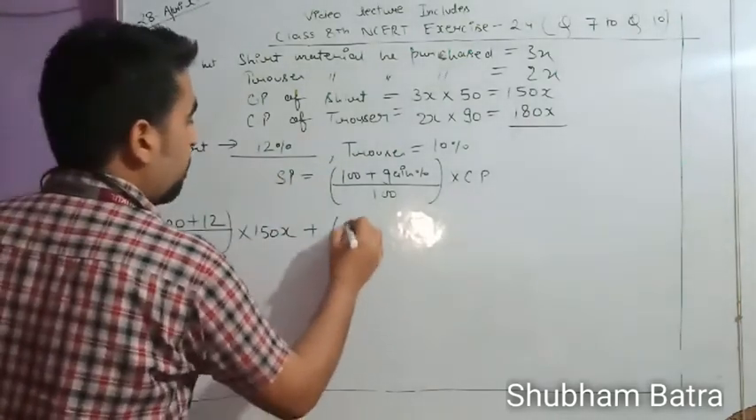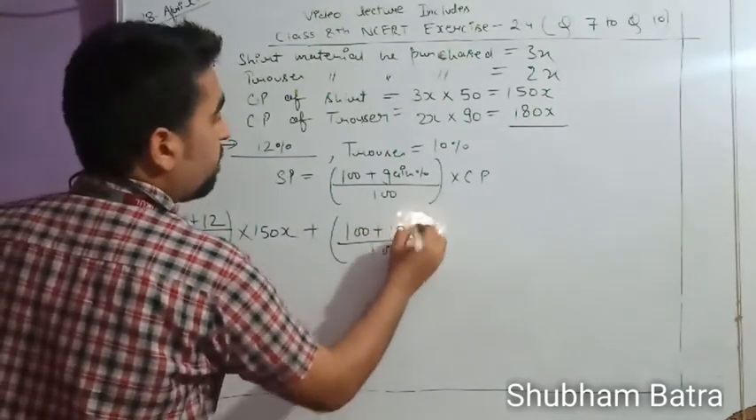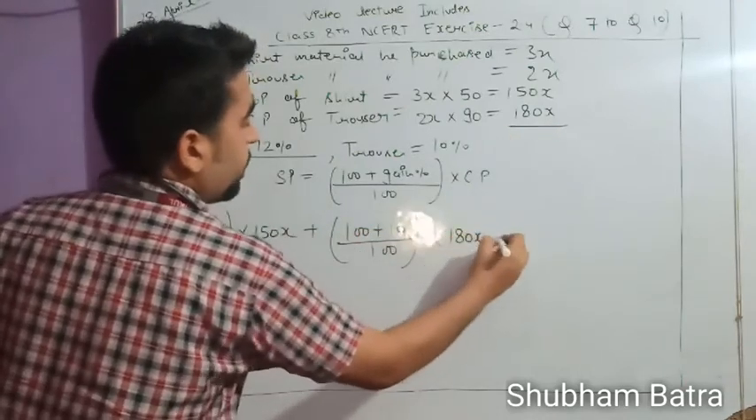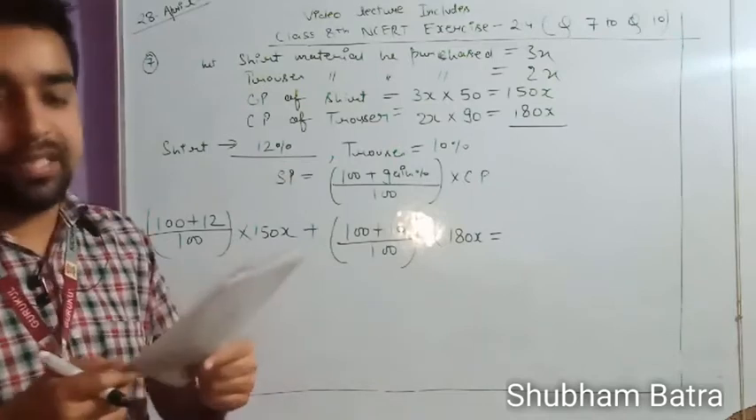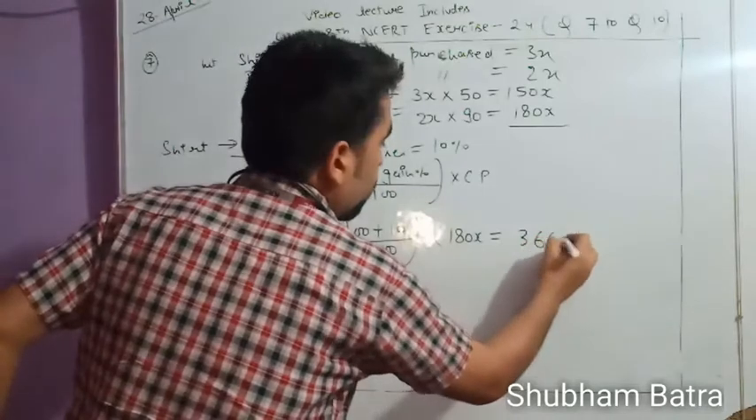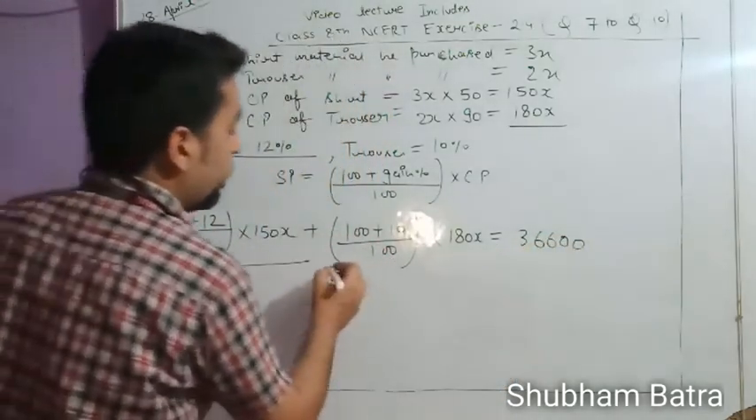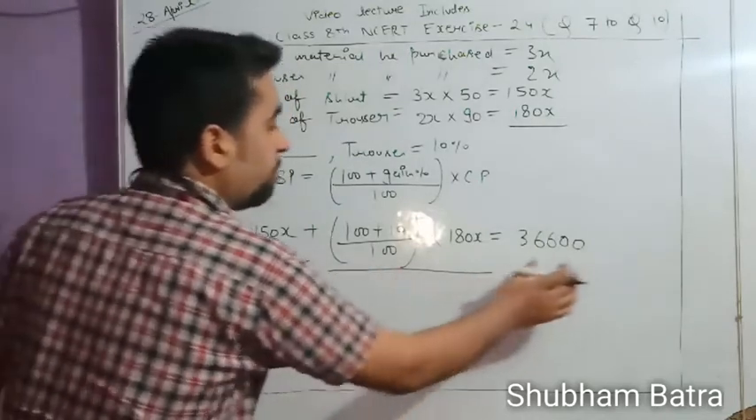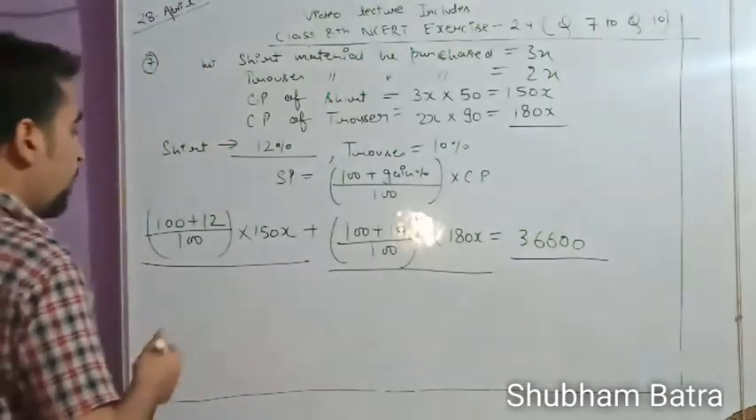Fine. Now what is the SP for the trouser? So the same formula we will apply. (100 plus gain percent, 10) divided by 100 into what is the CP of trouser? That is 180x. Now total selling price is given to us in this particular question, and that is 36600. So we have calculated the SP for shirt as well as the SP for trouser. Now total SP should be this much, 36600, which is given to us. Now let us solve this equation.